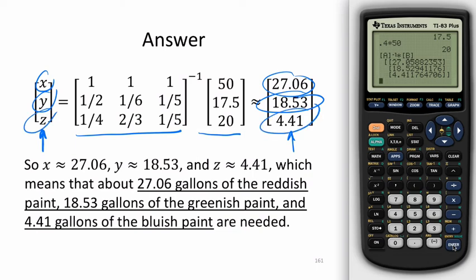And hearkening back to our definitions of x, y, z, the answer to the original question asked means that 27.06 gallons of the reddish paint will be needed, 18.53 gallons of the greenish paint will be needed, and 4.41 gallons of the bluish paint will be needed.